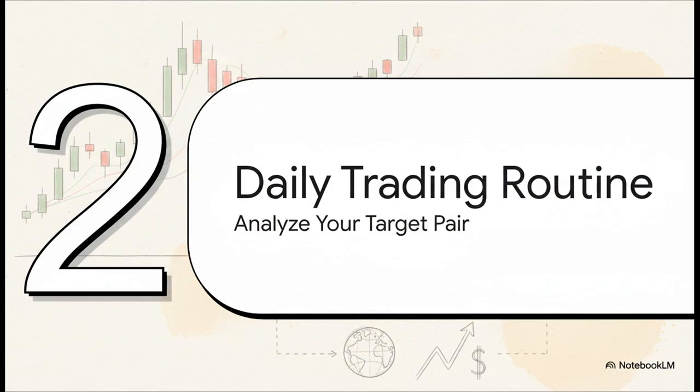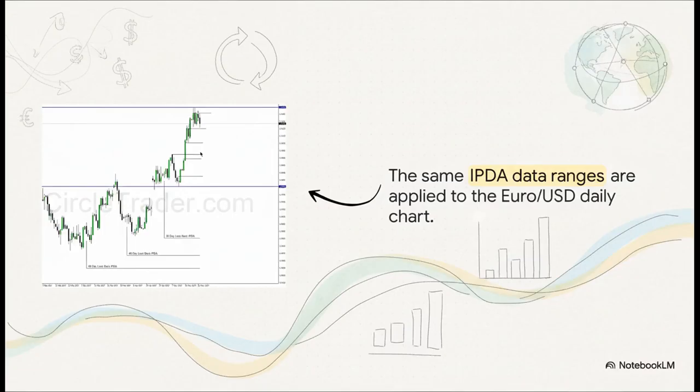The process is identical. And look at that. It's the same process, just on a different chart. We've marked the same 20, 40, and 60-day IPDA ranges. This consistency is everything. This isn't about finding a new trick every day. It's about applying the same structured analysis over and over again.